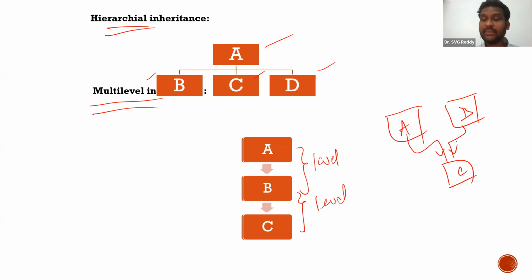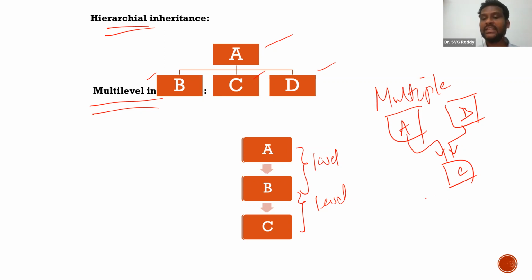So C is derived from A and B, from multiple sources, from multiple classes. It means the parent classes are multiple, and C is derived from multiple sources. It is called multiple inheritance. So this is a form of multiple inheritance. Okay, so that is one thing.